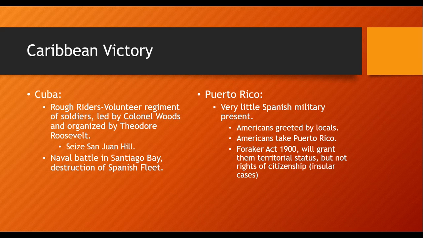The Foraker Act of 1900 will give Puerto Rico a territorial status. They are now a part of the U.S., but they are not given citizenship. So the Insular Cases by the Supreme Court say that just because we take them over and absorb them into our country does not necessarily mean that they gain instant citizenship. They still need to go through the naturalization process. Although if they have a child, now that that's a U.S. territory, that child will be given citizenship under U.S. law.